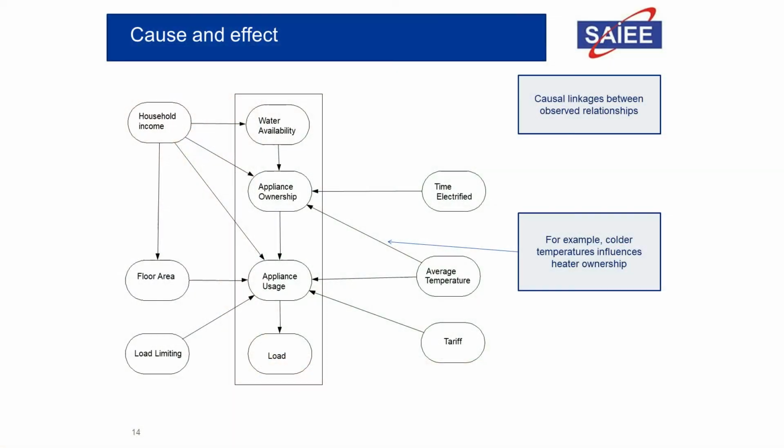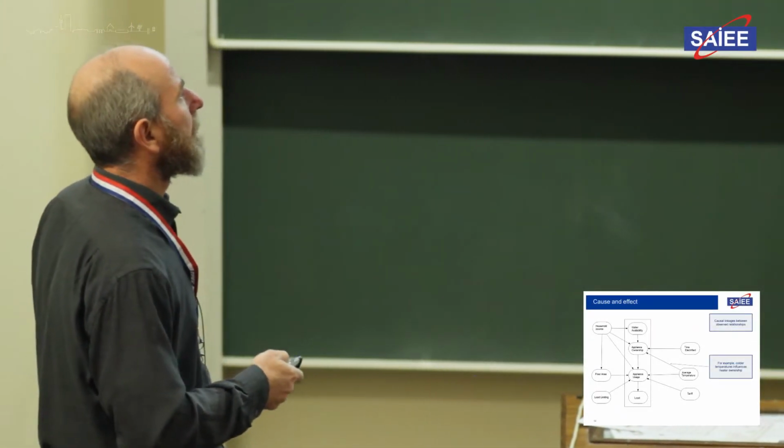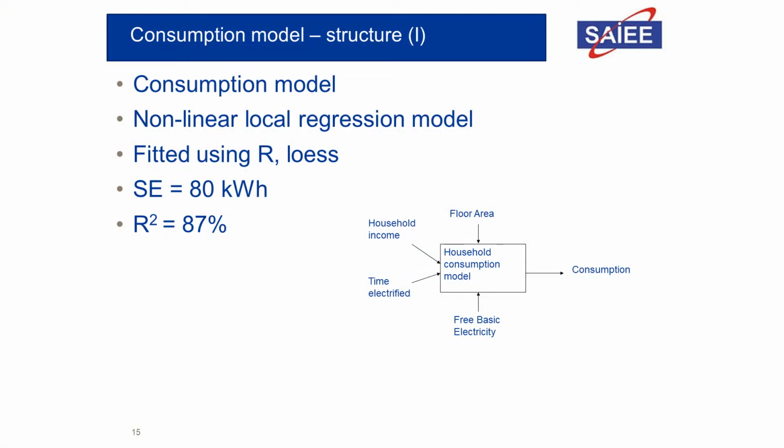If you load limit customers, obviously that limits the appliances they can use, but also ultimately their load. The tariff that they're on would influence that as well. So we came up with this basic model, and then we fitted a model to it. The model has an R-squared of 87%, so 87% of the variation in the source data is explained by the model. It's not too bad. It has a standard error of about 80 kilowatt hours.